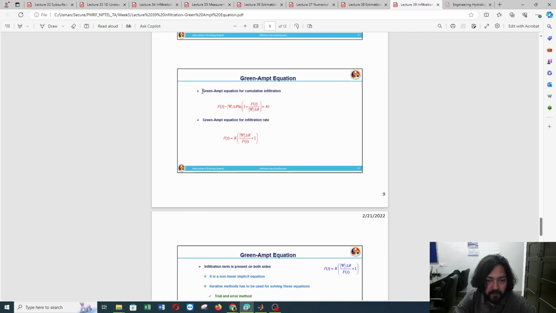So these two are the equations that we need to remember. These are the Green-Ampt equations, right? So the first equation, that is capital F of t, this is the equation for cumulative infiltration. So if you look at this equation, what are the terms here?